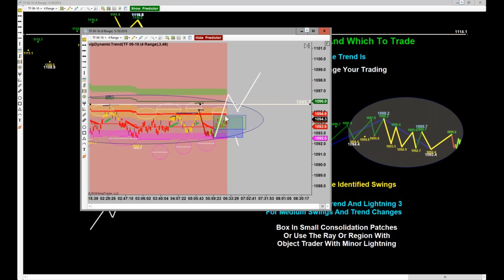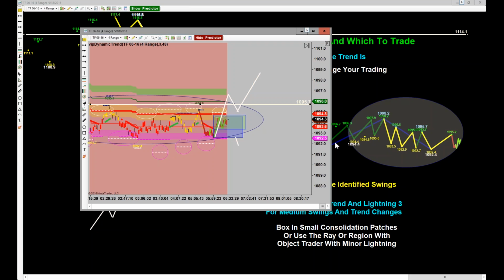Now, if I was to get a really tight box where they start really consolidating right around here and then they move up a little bit and start consolidating here, maybe I would take that. But until that background changes, you've got to be really careful with going against the trend.